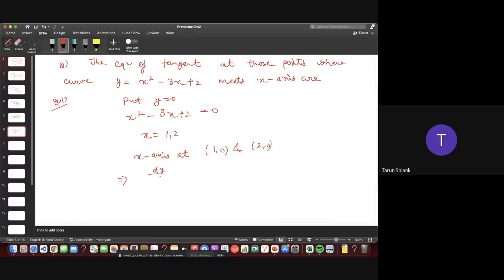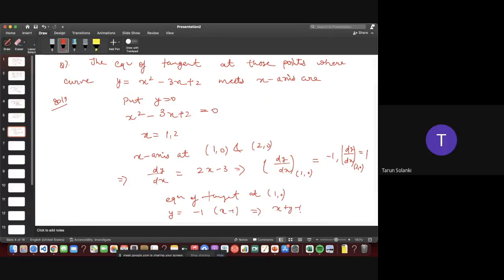So let dy by dx be equal to 2x minus 3, which will be, at (1, 0), minus 1, and dy by dx at (2, 0) is equal to 1. So the equation of tangent at (1, 0) will be y is equal to minus 1 times x minus 1, so it becomes x plus y minus 1 is equal to 0, right? So finally, the equation of tangent at (2, 0) will be x minus y minus 2 is equal to 0, right? Copy this.